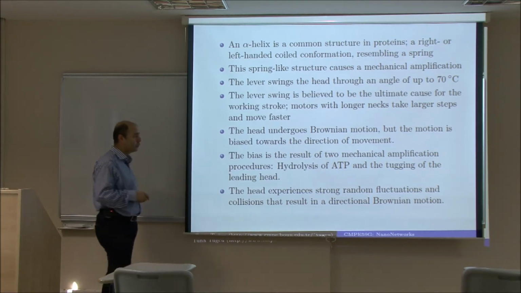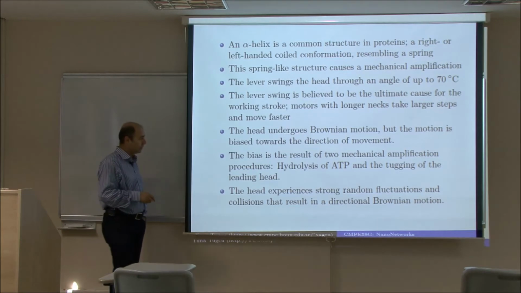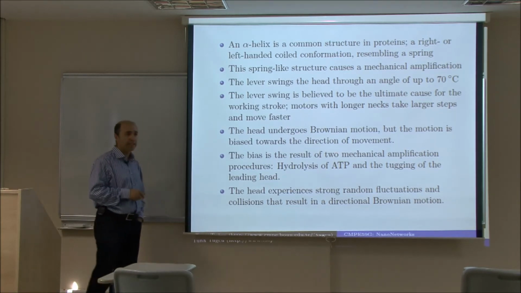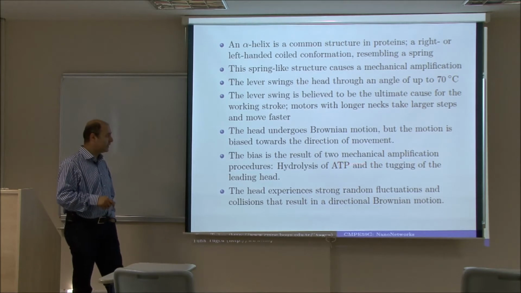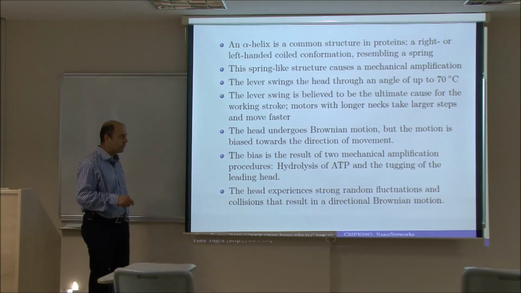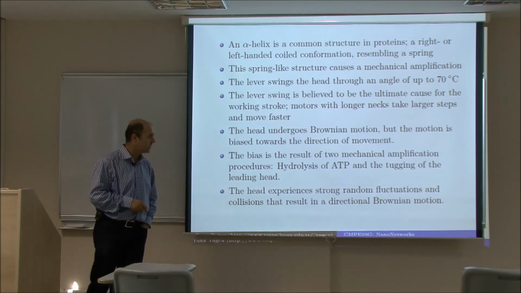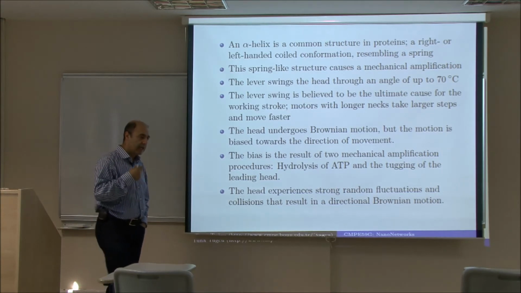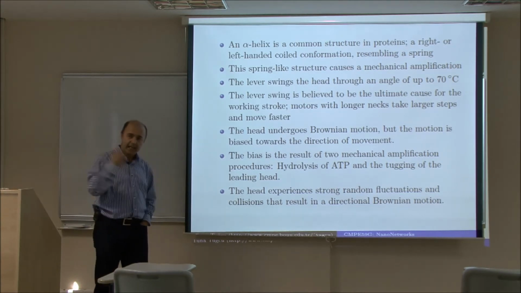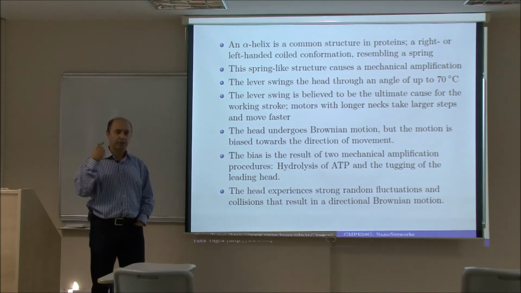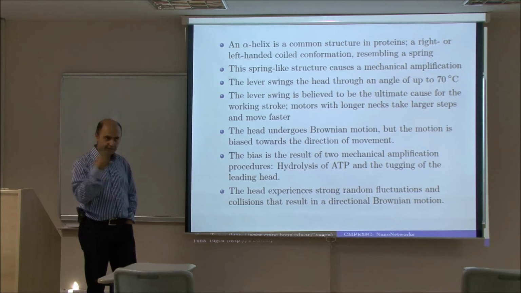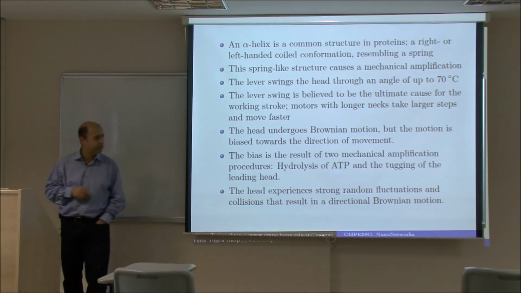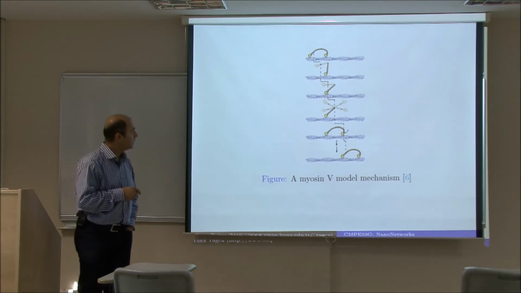And this bias is the result of two mechanical amplification procedures. One is the hydrolysis of ATP into ADP, and the tugging of the leading head. Now the head experiences some strong random fluctuations, and collisions result in a directional Brownian motion. I will try to provide later another video where you see that the head is actually sometimes making back and forth cycles to find its correct direction. So this is actually what's happening.